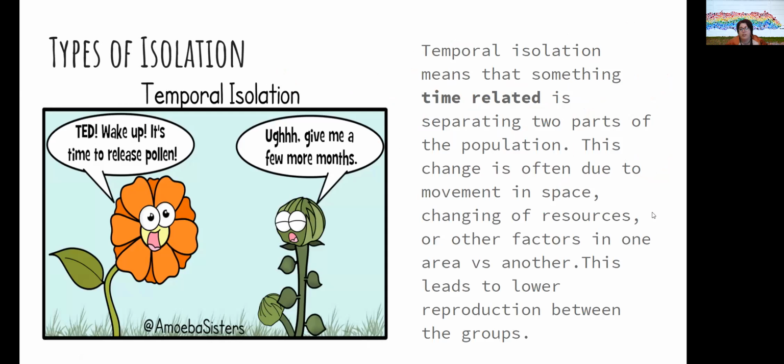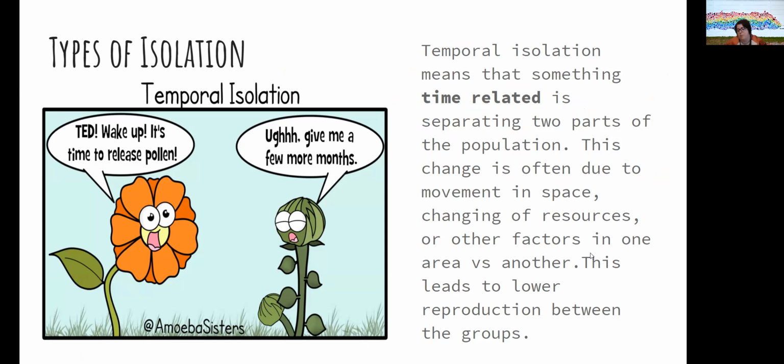There's a few different ways that you can get isolation, so it's not just a physical thing. So one can be temporal isolation. So I really liked this picture from the Amoeba Sisters because it talks about the release of pollen. So something could be changing in the environment that has two organisms that could normally have reproduced, like these two plants, but one of them, for some reason, is off time of when it would produce pollen.